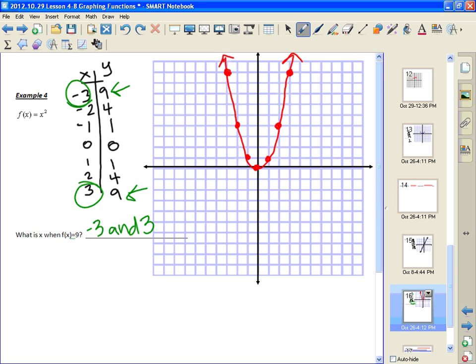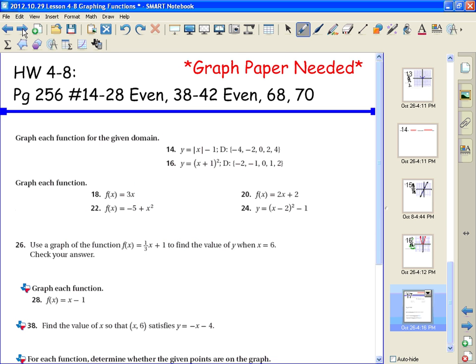Okay, and that's it. Now, your homework tonight, I believe there are 7 graphs. So you should be able to fit 7 graphs on one piece of graph paper, but if you need some, I have some you can have.